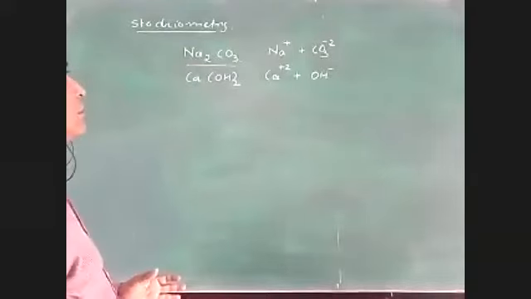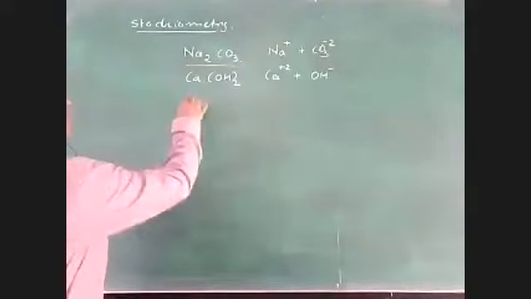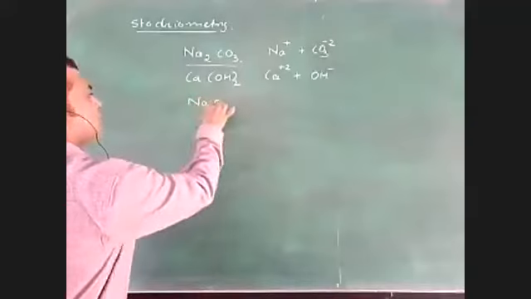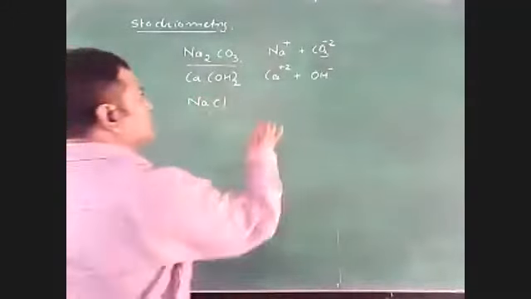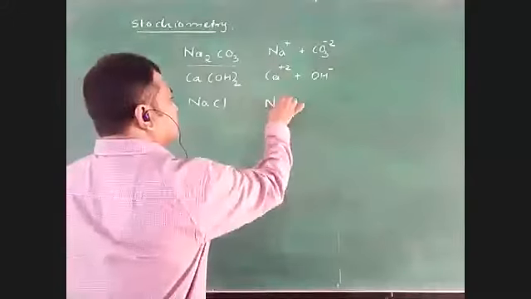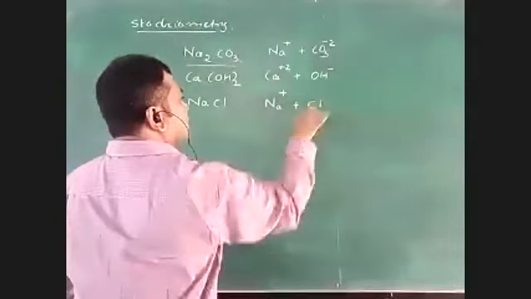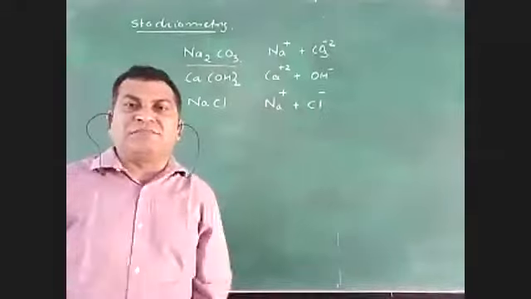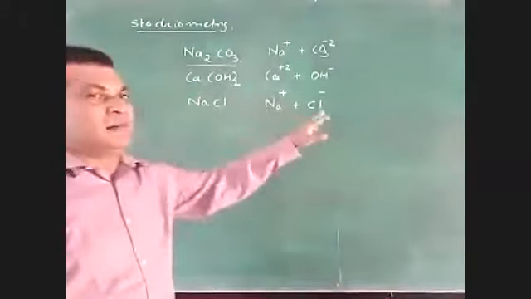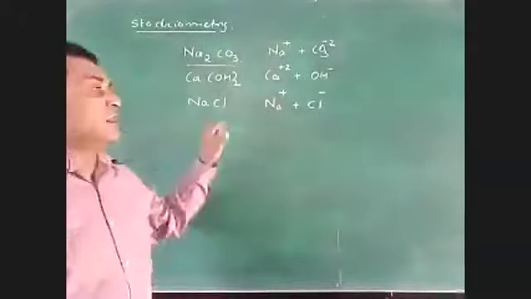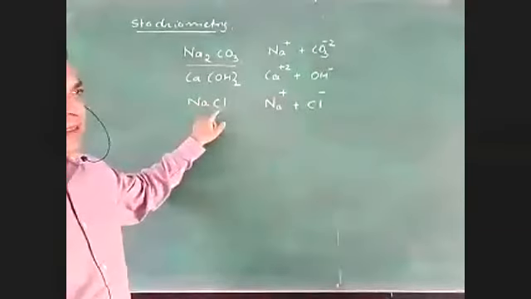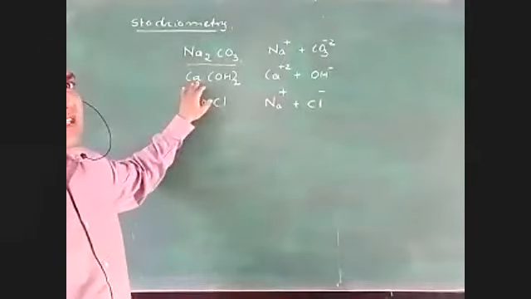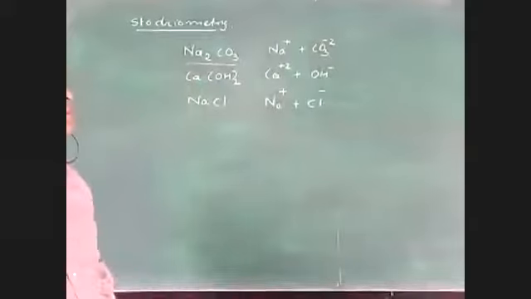Why? This salt, common salt, NaCl. Now what is happening here? Na is plus, Cl is minus, both are one, both are the same. So no attachment will be done. And that's why NaCl has the stoichiometry Na1, Cl1. Calcium hydroxide has stoichiometry Ca1, OH twice.